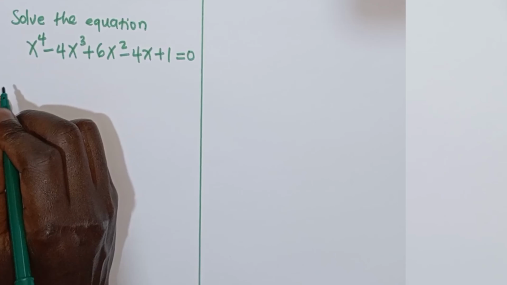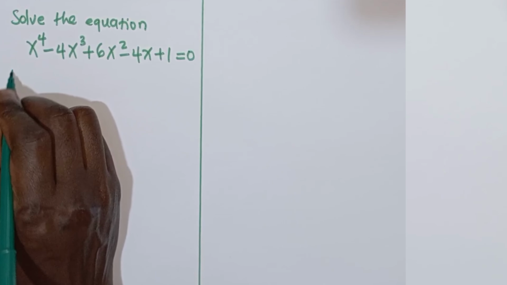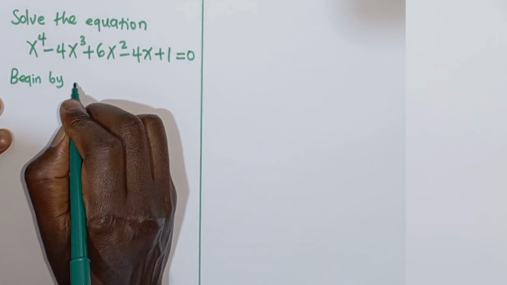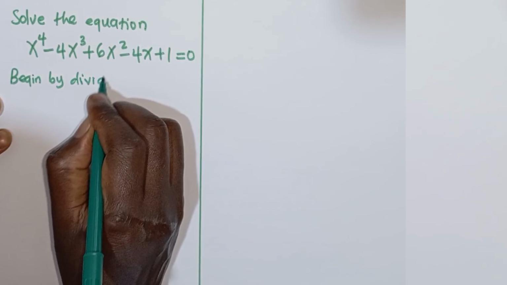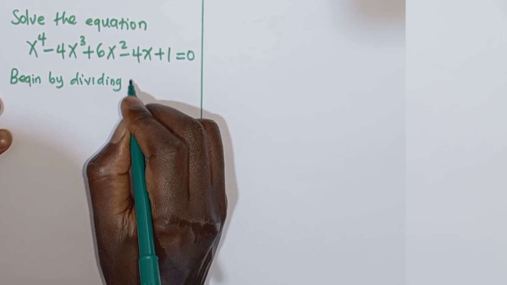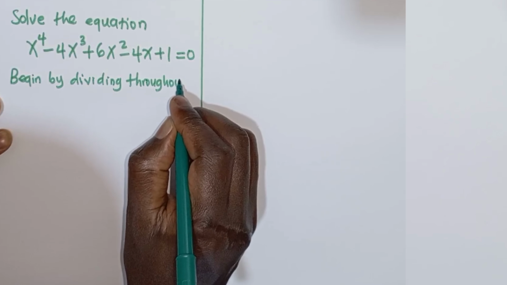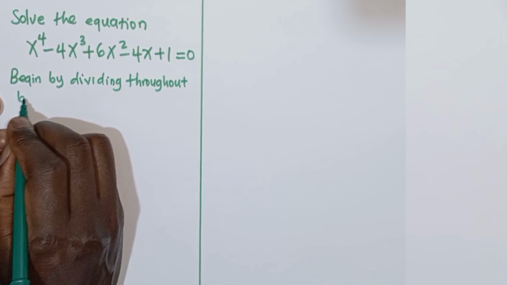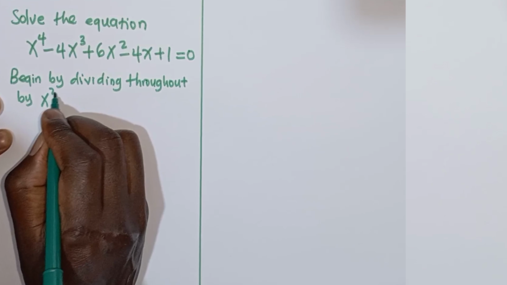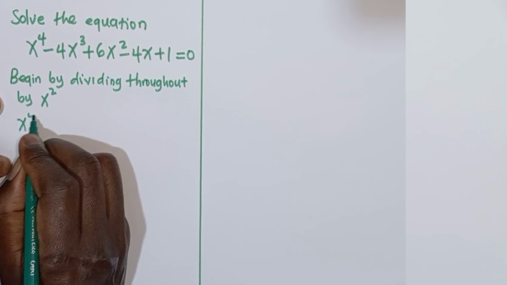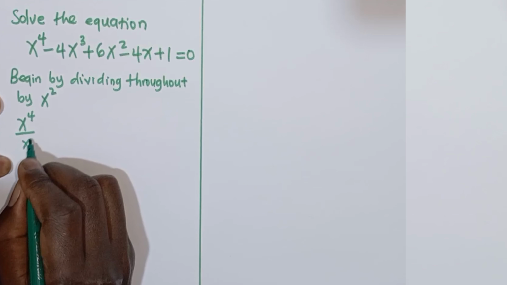To solve such an equation, we begin by dividing throughout by x square. Why x square? We are dividing throughout by x square because we are aiming at creating a quadratic equation. So we begin by dividing throughout by x square, dividing every item by x square.